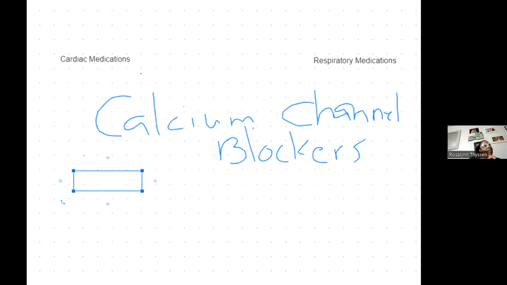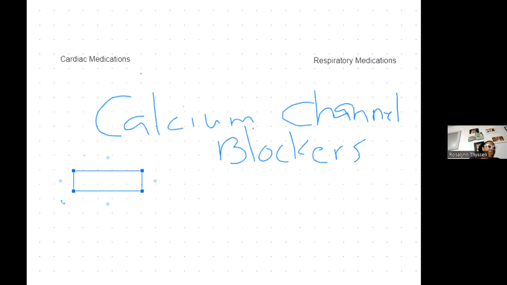Correct. So the way calcium channel blockers work, calcium actually helps the heart contract. So if we're blocking that calcium channel, that calcium can't get into the heart. So instead of the heart contracting so much, it's going to relax. If the heart doesn't have to work as hard, that means it's going to lower the blood pressure. And it's also good for heart failure when we have those patients whose heart's not pumping well. So we give them a calcium channel blocker and it kind of relaxes the heart. It's also good for chest pain as well.